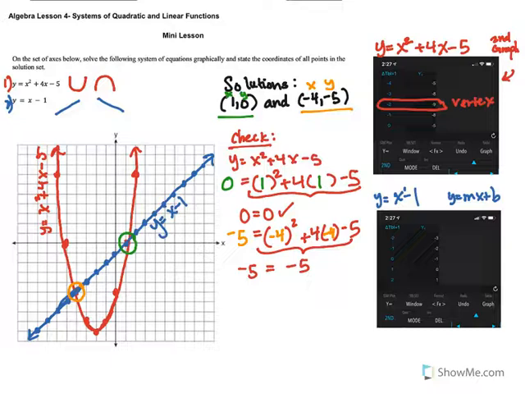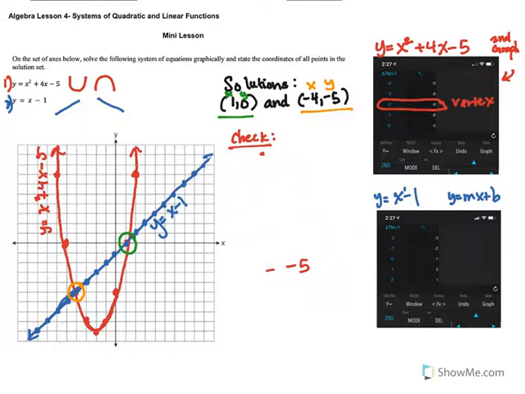So now you want to go ahead and check that it also works for the other equation, because if you remember when we did linear systems, it has to work for both equations that you are graphing. So I'm going to go ahead and erase this on my paper, because I don't have enough space, but you don't have to erase it on yours. So now I'm going to check for the second equation.